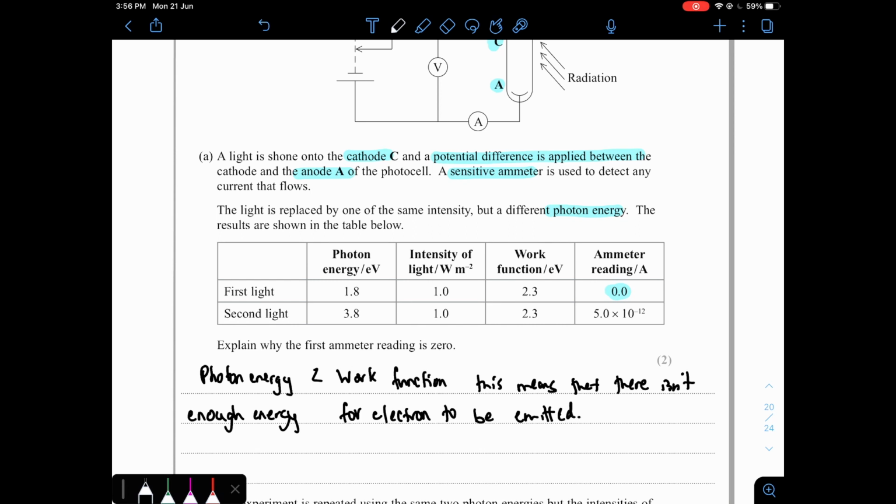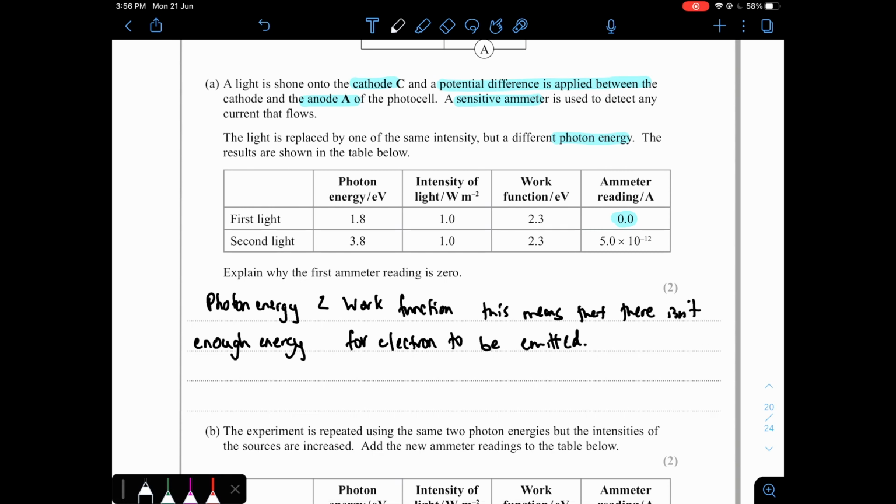Okay, so we have to first obviously state that the photon energy is less than the work function. So that's the one mark. Second mark is to say that there isn't enough energy for the electrons to be emitted. Now, in the mark scheme, they also include, so if you were to include the definition of work function, you will also get another mark. So if, let's say, you did not write electron to be emitted, but you wrote the definition of work function, you would also get the mark.